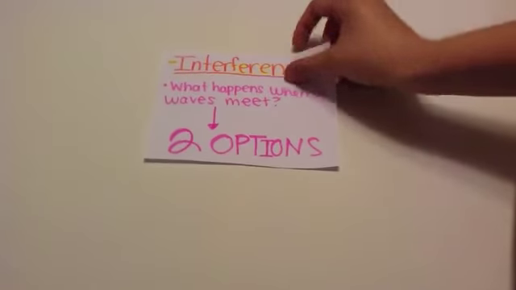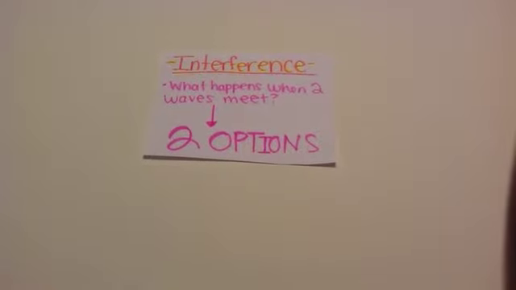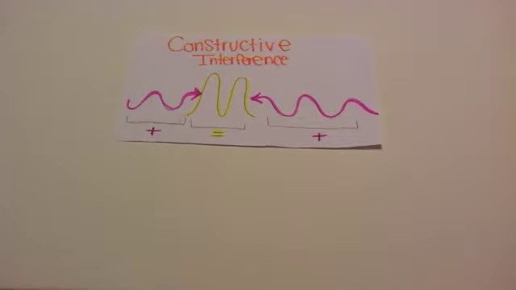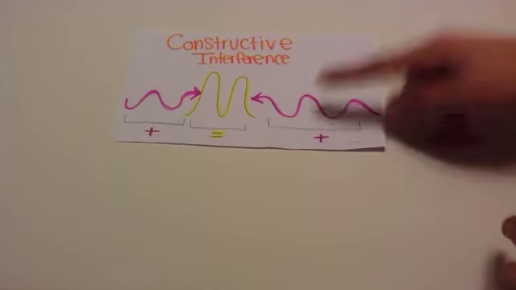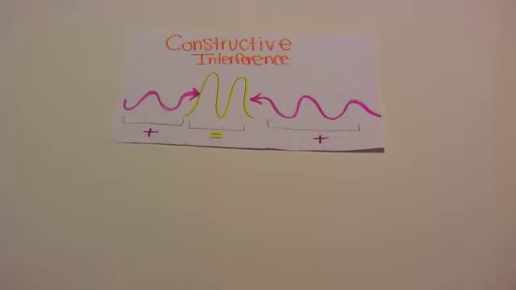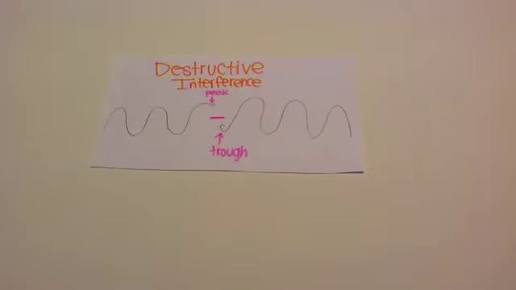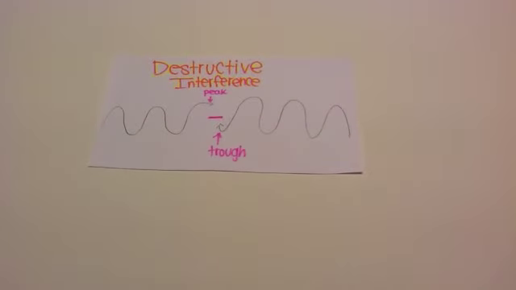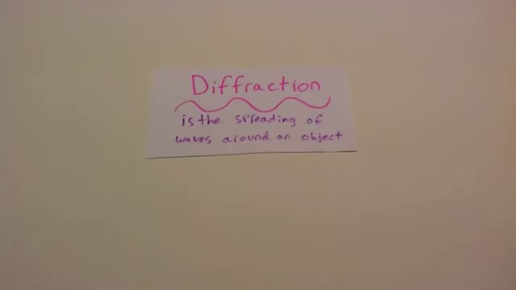What happens when 2 waves meet? This is called interference, and there are 2 options. Constructive interference happens when 2 waves meet and their amplitudes add up to make one greater one. This is like when 2 small waves in the ocean come together and make a bigger wave. Destructive interference happens when 2 waves and their amplitudes subtract, and the amplitude is now 0. So in this example, the peak would meet the trough and create a 0.